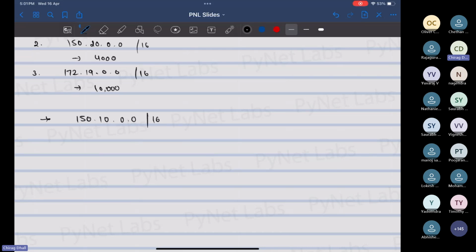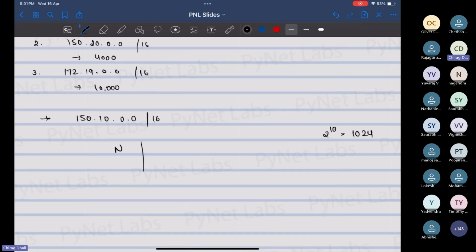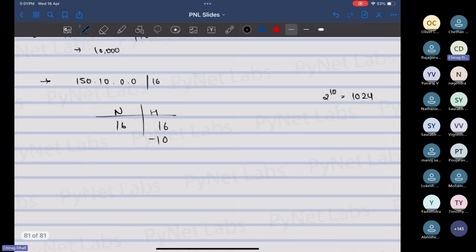150.10.0.0/16 with a requirement of 1000 IP addresses. For 1000 IP addresses, I can go for 2 raised to the power 10, which gives me 1024 IPs. Network and host distribution by default is 16 and 16. I need 10 bits, so 6 bits are extra. I'll give it to the network part. New distribution will become 22 and 10.